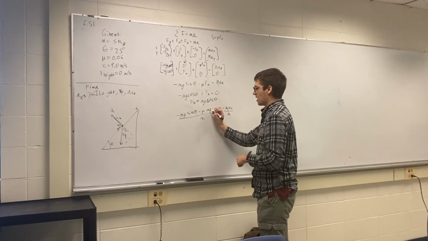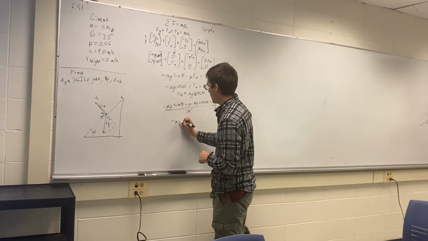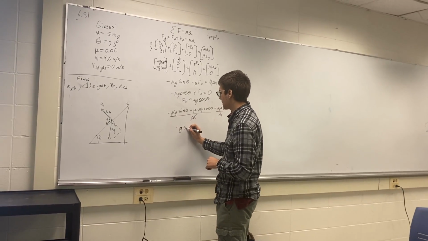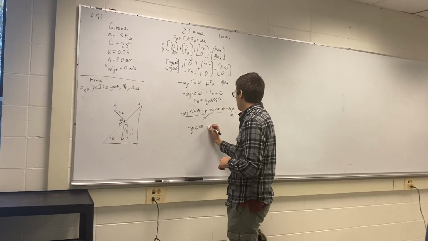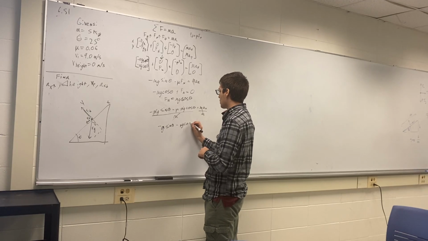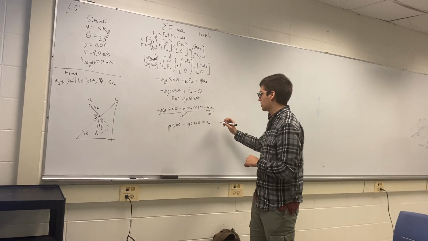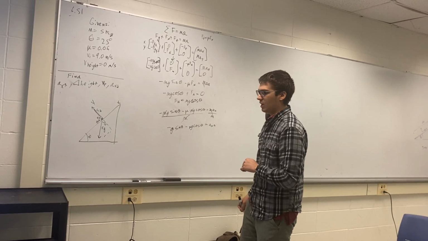Because each of these terms has m inside it, we can distribute it out. So we now have negative g sine theta minus mu g cosine theta is equal to a sub x. This is going up the hill.